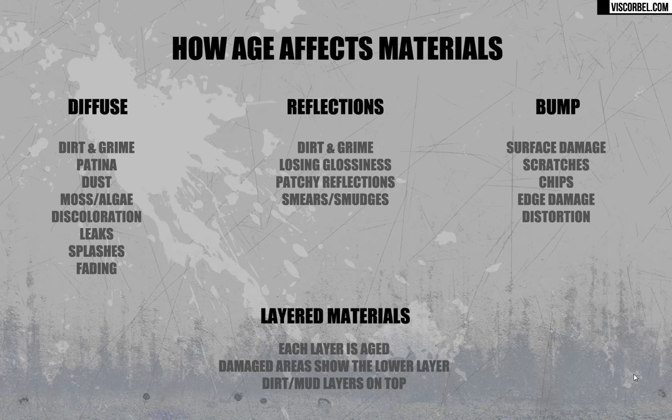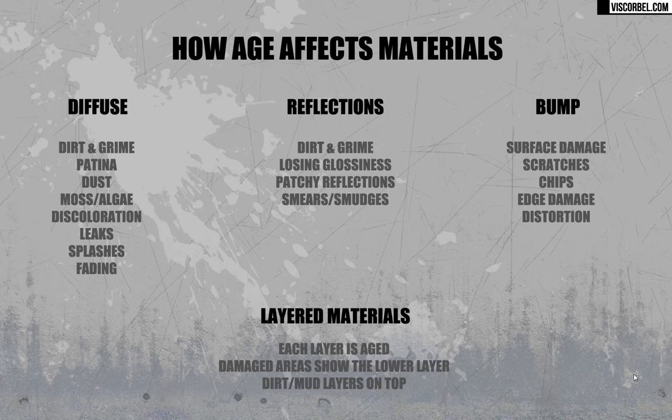Let's talk a bit about some basic theory. I made a little list that shows how age affects materials. The three main components of the material are diffuse, reflection, and bump. Let's look at how each of those maps is affected by age, weather, wear and tear, and so on. So let's start with the diffuse.